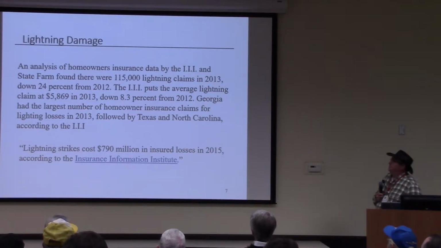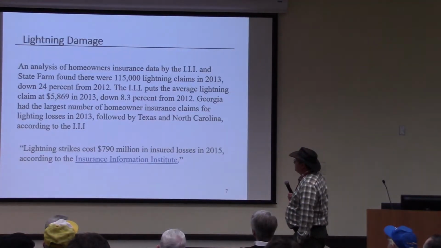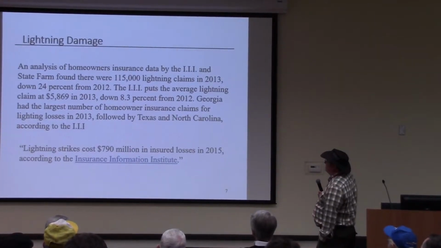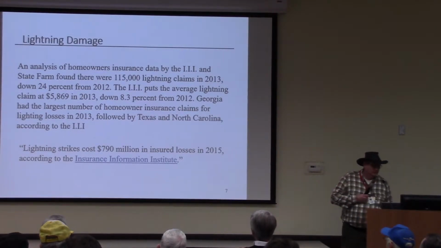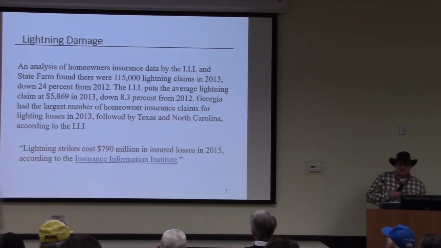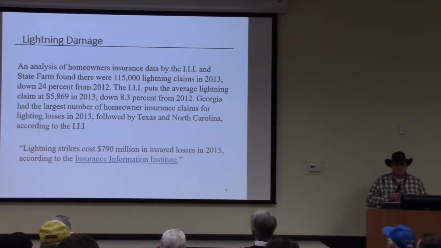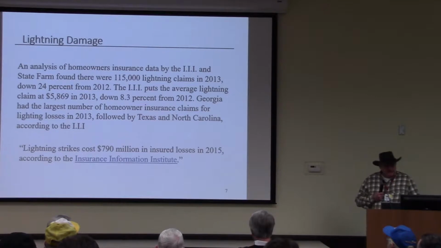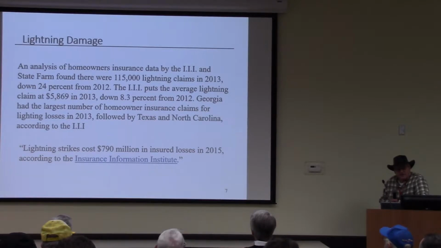What kind of damage is done? Well, insurance data from State Farm found there were about 115,000 likely claims in 2013, down 24% from 2012. The average lightning claim was $5,869, a little bit lower than in 2012. This is the latest statistics I can find. They also said lightning strikes cost the insurance industry as much as $790 million in the year 2015.